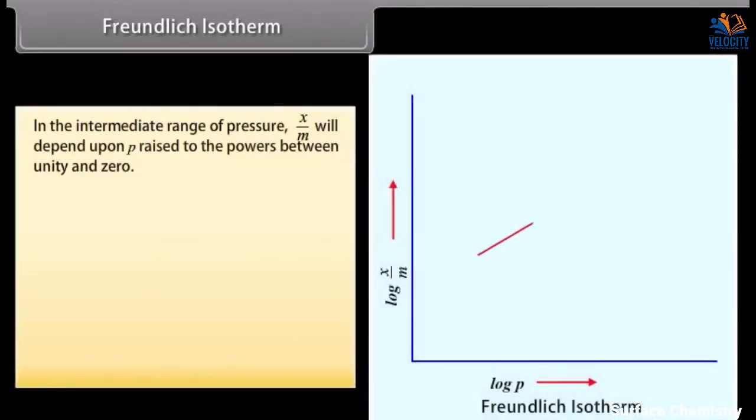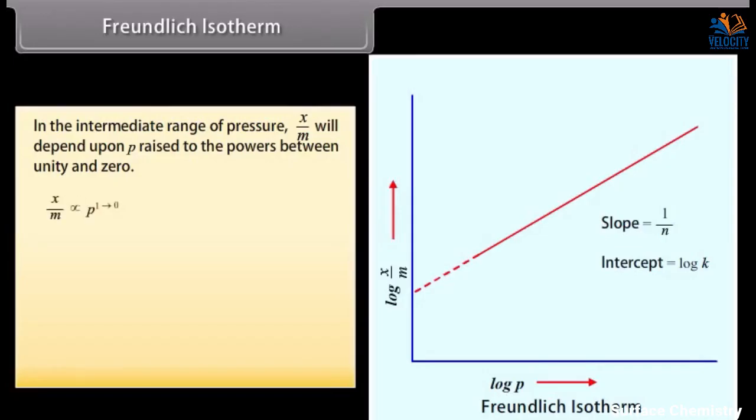Freundlich isotherm. In the intermediate range of pressure, x/m will depend upon p raised to powers between unity and 0. This can be expressed as x/m ∝ p^(1 to 0), or x/m ∝ p^(1/n), where the value of n is greater than 1, or it can be written as x/m = k p^(1/n).